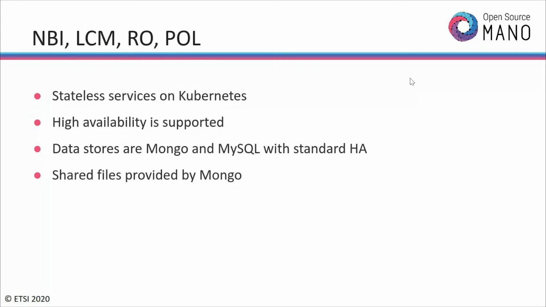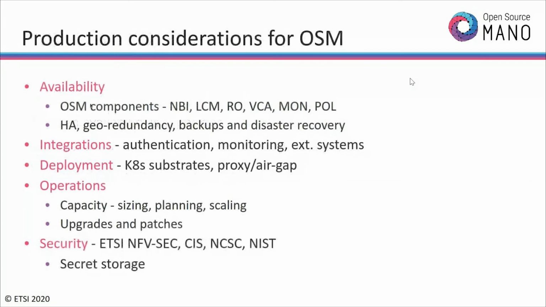Well, I was actually going to ask, just to go back to a previous slide for a moment, where you use the term deployment, K8s substrates, proxy, air gap. When we're talking about air gap, we're talking about no route to the internet, or what are the sort of things that you're... Yes, exactly. When we say air gap, for whatever security constraint, your machines don't have direct internet access. So how can you deploy OSM in that scenario?